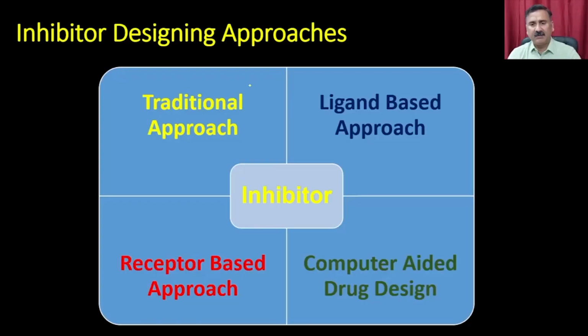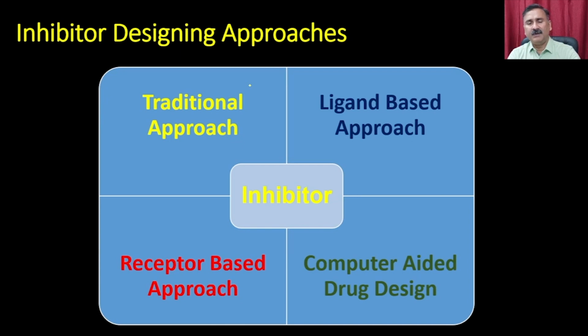Subsequent to that, we also discussed the traditional approach, and what the differences are between the traditional and the computational approaches. In today's lecture, we are going to discuss the different types of computational approaches you can use to design the inhibitor against the enzyme. So first, we'll discuss the ligand-based approach.